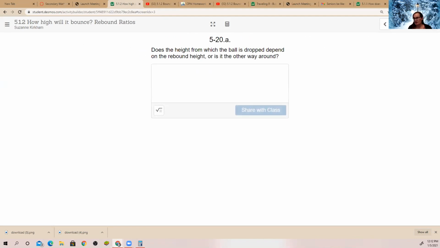Okay, does the height from which the ball is dropped depend on the rebound height, or is it the other way around? What do you guys think?